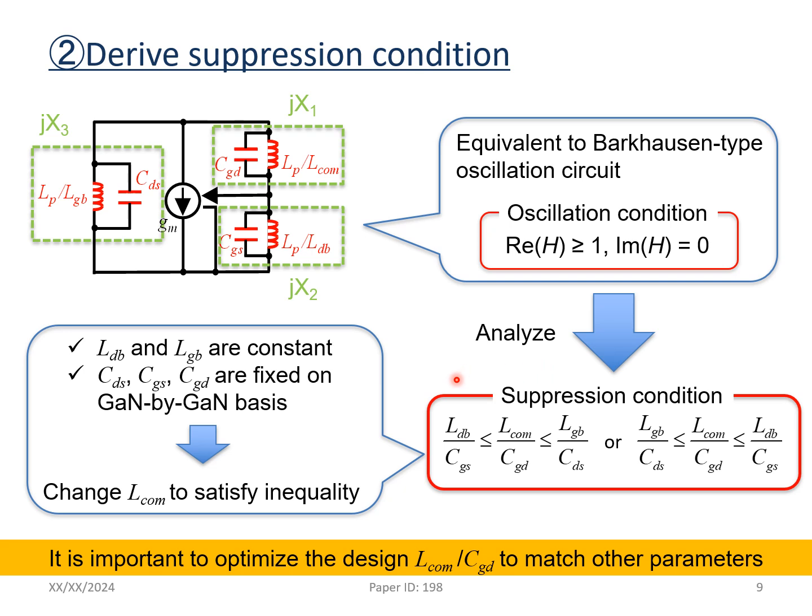This suppression condition has several ratios of the parasitic inductance and the capacitance, but LDB is the power loop inductance, and LGB, the dead loop inductance, are constant in this circuit, and the parasitic capacitance of the GaN-HEMTs is fixed. So we must change the LCOM value to satisfy these formulas. So it is important to optimize the design of LCOM and CZD to match the other parameters.